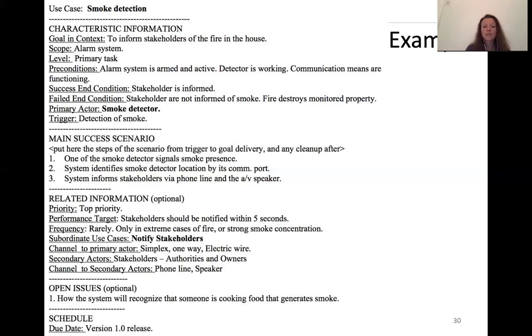And then we get to the related information, and that's, like I said, optional from the template use, and I strongly suggest you use that at the beginning just to get into the practice of thinking about what that even is. Priority, top priority, yes. Performance targets, stakeholders should be notified within 5 seconds. Frequency is rarely, only in extreme cases of fire or strong smoke concentration.